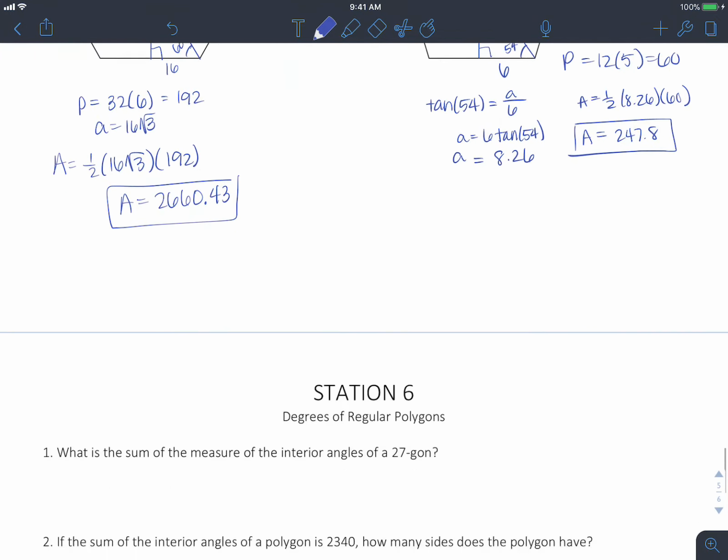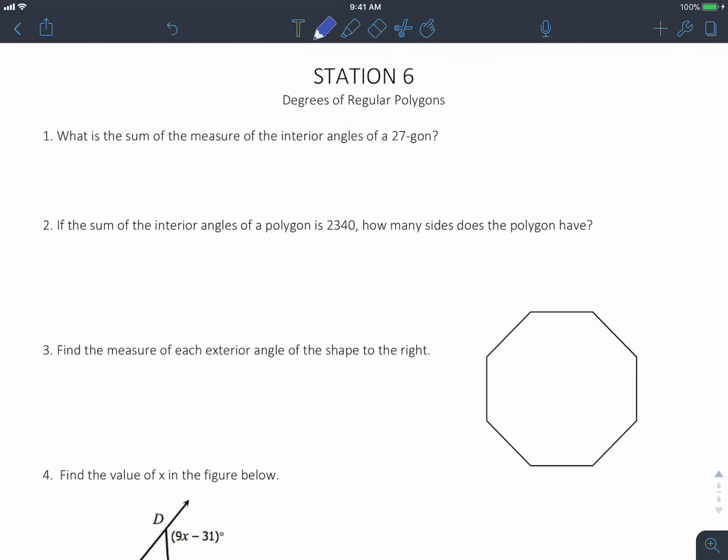Almost there, guys. One last station. So what is the sum of the measure of the interior angles of a 27-gon? So a 27-sided shape. So we're going to do n minus 2 times 180. So 27 minus 2 times 180, which is 25 times 180. So the sum of the interior angles is going to come out to be 4,500.